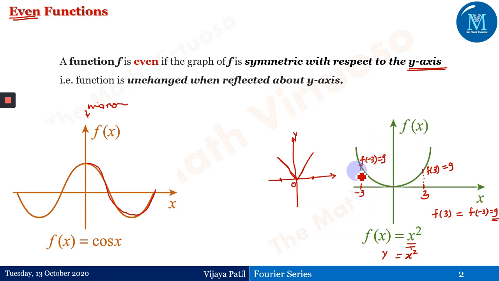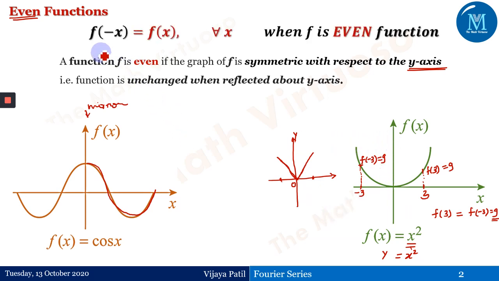If I want to write the entire thing mathematically, I write f of minus x equals f of x, and this must hold for all x. If even one particular x does not follow this property, I cannot say the function is an even function. So if f of minus x equals f of x for all x, then this is known as an even function. When the function is even, it follows this property, that is f of minus x equals f of x.